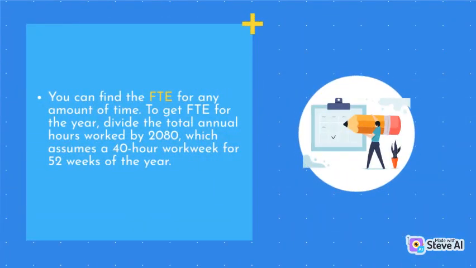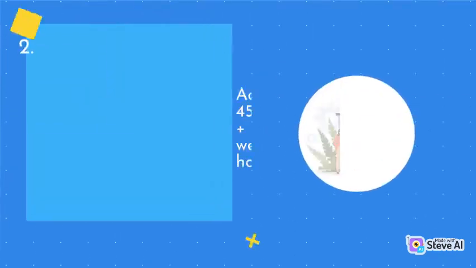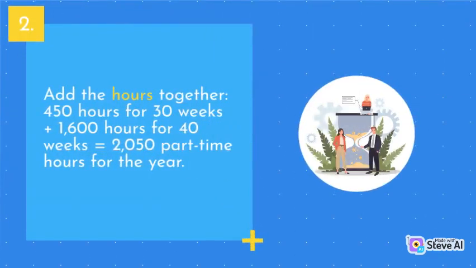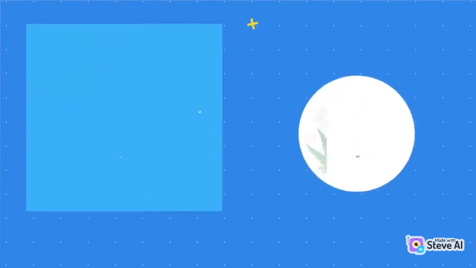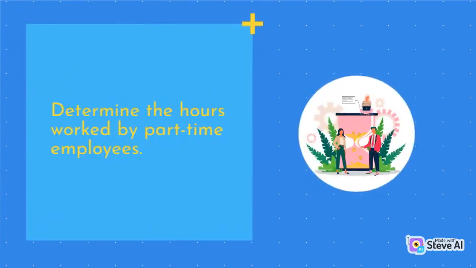You can find the FTE for any amount of time. To get FTE for the year, divide the total annual hours worked by 2080, which assumes a 40-hour work week for 52 weeks of the year. Add the hours together. 450 hours for 30 weeks plus 1,600 hours for 40 weeks equals 2,050 part-time hours for the year. Determine the hours worked by part-time employees.